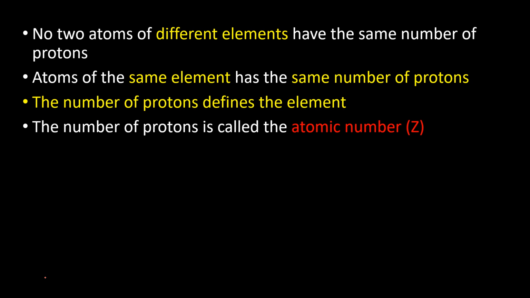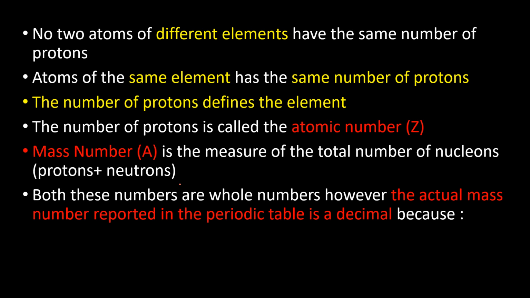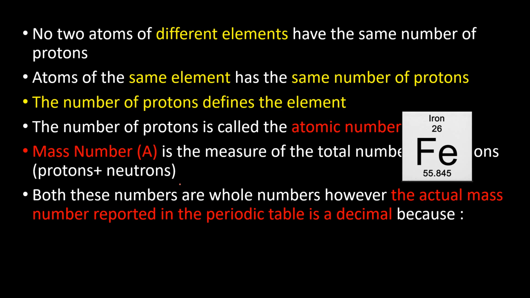The number of protons is called the atomic number and is represented by the letter Z. Mass number, which is represented by A, is the measure of the total number of nucleons. That is, the sum of protons and neutrons in an atom. Now, both these numbers are whole numbers. You cannot have an atomic number of 1.5 because an atom cannot have 1.5 protons. However, the mass number, the actual mass number represented in the periodic table, is a decimal, like this.